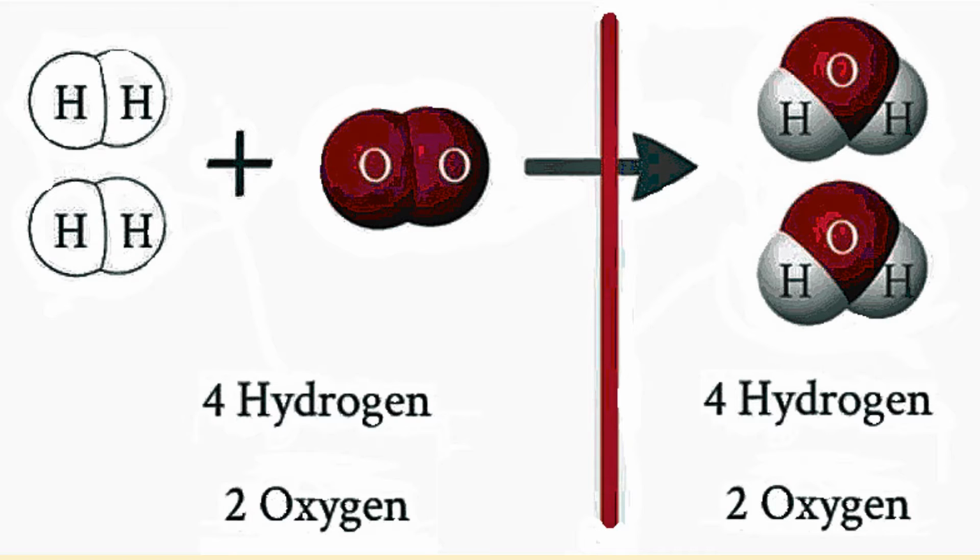Here's another way of looking at it. So here you've got 4 atoms of hydrogen. 1, 2, 3, 4. 2 atoms of oxygen. 1, 2. These are the reactants. And on the product side, you've still got 4 atoms of hydrogen, 1, 2, 3, 4, and 2 atoms of oxygen, 1, 2. So you've got the same atoms at the start and at the end. They've just been rearranged.